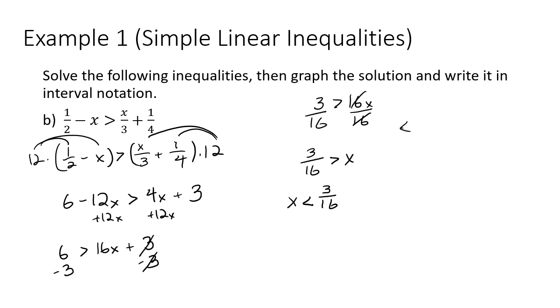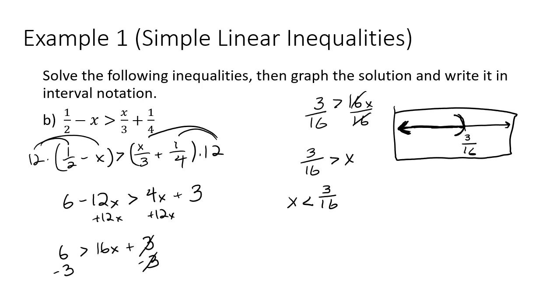So I'm going to start by graphing. The only point of interest in this case is 3/16. And our solution is that x is strictly less than 3/16. So to the left again, smaller numbers are to the left. But this time, because it's strictly less than, we've got a parenthesis instead of a square bracket. So this would be the graph of the solution. And in interval notation, that would read as negative infinity up to positive 3/16 with a parenthesis.